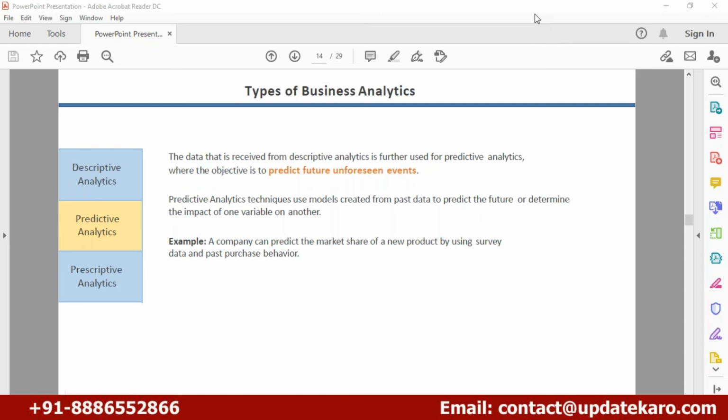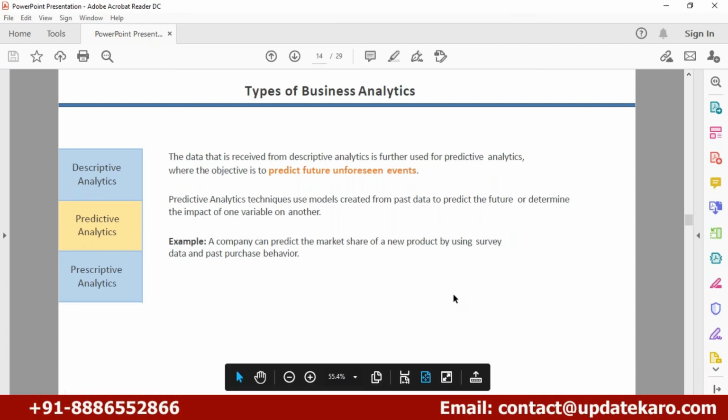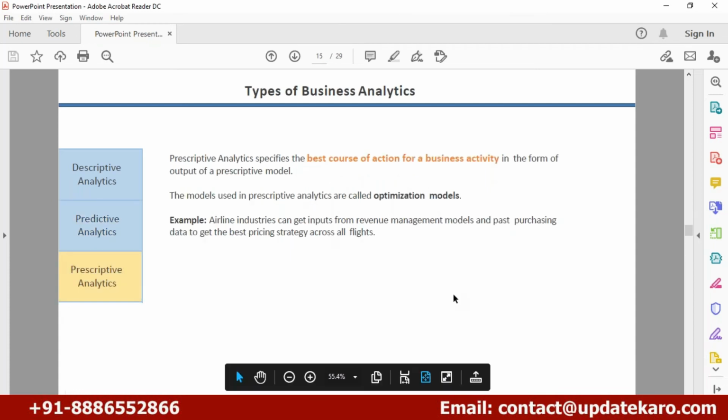Okay, so that's what we do in predictive analytics. We have models and we predict the future. Here is an example: a company can predict the market share of a new product by using survey data and past purchase behavior. All these things you know, but I'm just trying to revise.